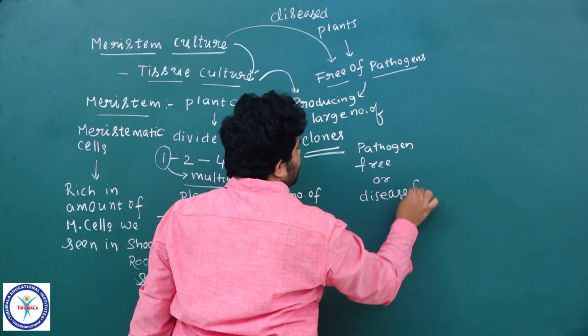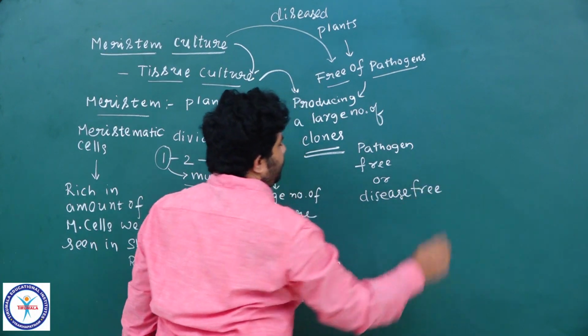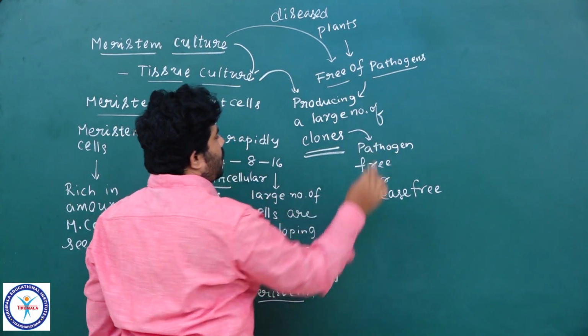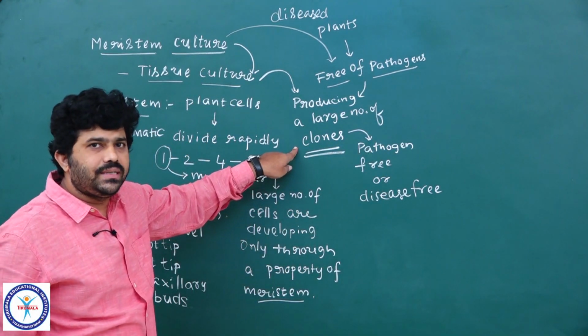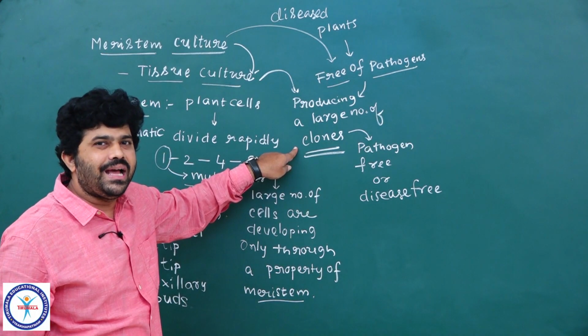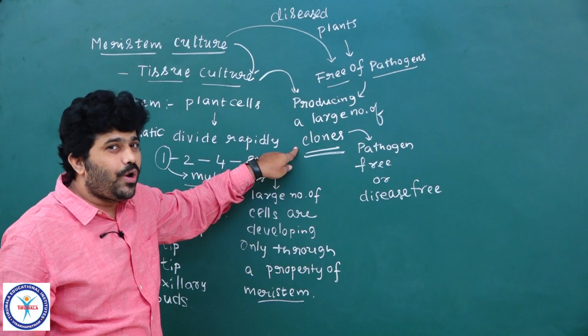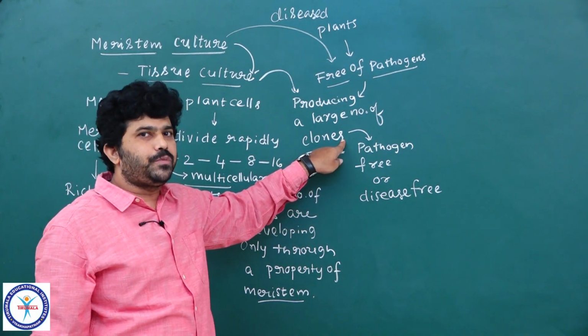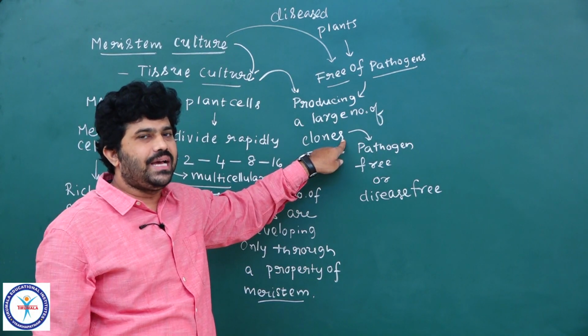You please remember, students: disease free. The young plants we are producing are called clones. When young generations are genetically identical to the parental plant or parental organism, then those are called clones. Now you got the point? That particular offspring or generation we call clones.